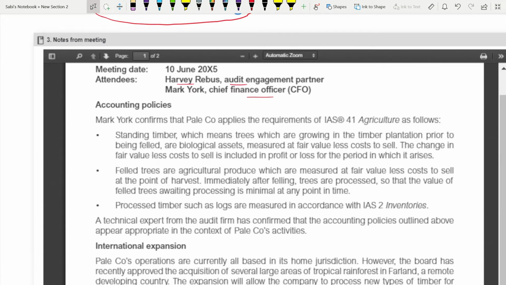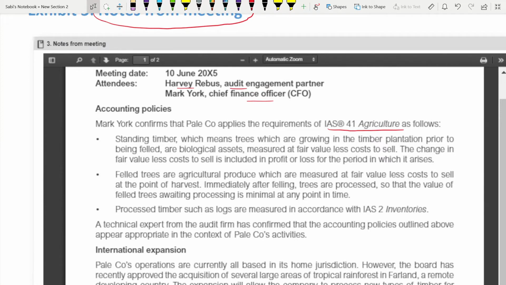Mark York confirms that Pale applies the requirements of IAS 41 Agriculture as follows. This shows that not only audit, you have to be equally good in your SBR standards also, right? To be good in audit. Otherwise, you will struggle a lot, because you heavily have to use the IFRS and IAS standards in audit.